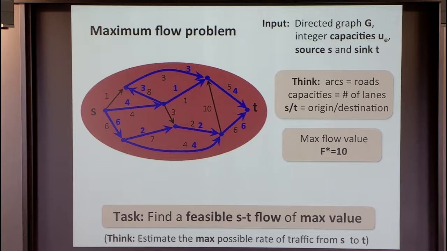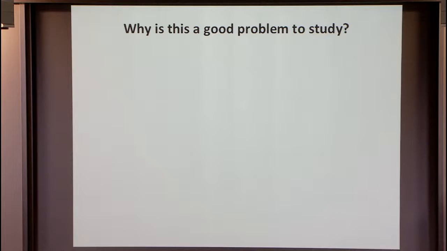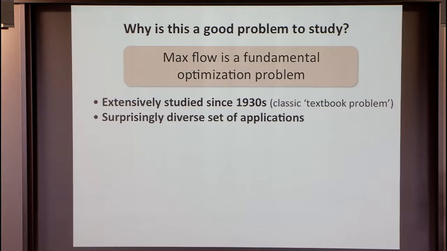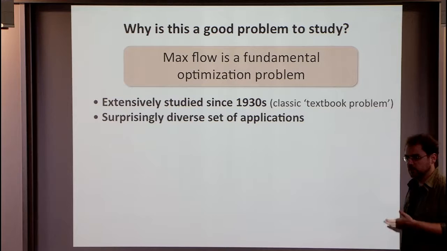And the usual question is, why is this an interesting problem to study? Why do we care about this problem? The blanket answer is that this is a fundamental optimization problem. And there are some good reasons to call it such. One reason is just, you know, proof by induction. It started to be studied in the 1930s, and since then there have been many papers on this. So clearly it has to be important, because there would not be this many papers about it.